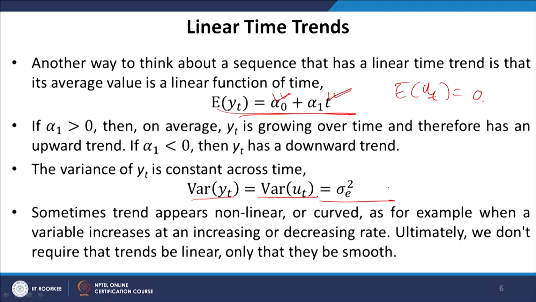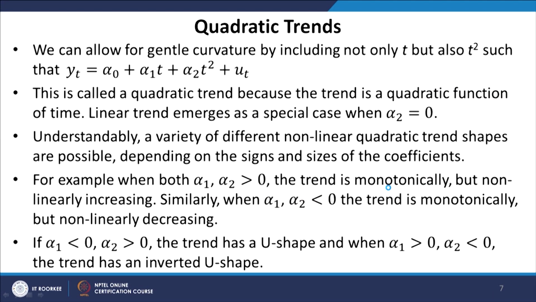Sometimes a trend appears non-linear or curved. For example, when a variable increases at an increasing or decreasing rate, then we cannot use a linear trend. The simplest and most popular form is the linear trend, but a trend need not always be linear. In that case we do not require the trend to be linear. What we want is for the trend to be smooth, and as a result we can also consider non-linear trends. One kind of non-linear trend is the quadratic trend.